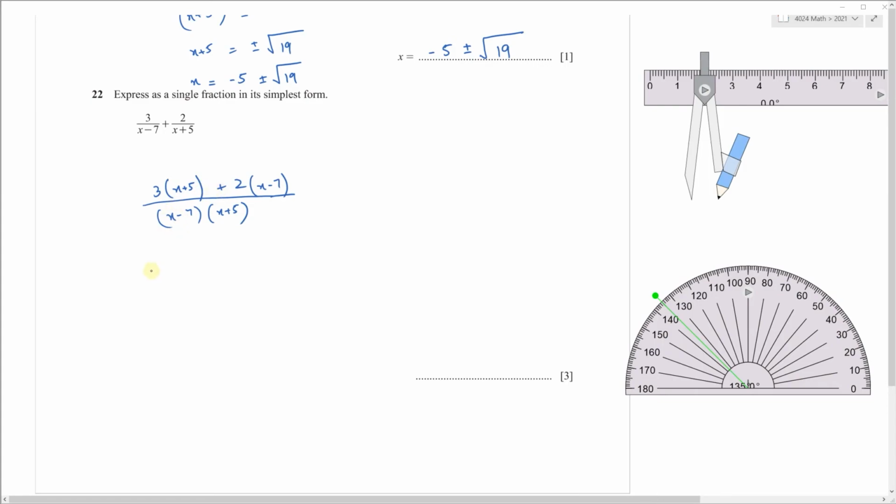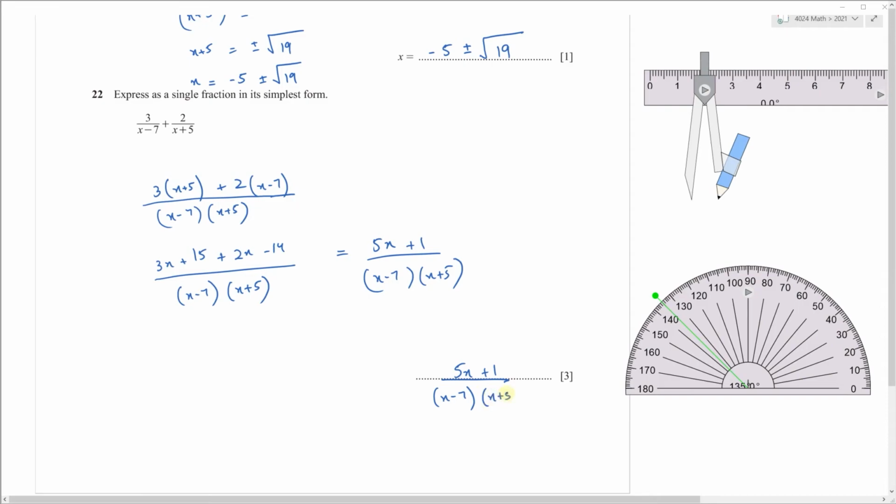So now let's simplify. I'll open this bracket. I'll get 3x plus 15 plus 2x minus 14 over x minus 7 into x plus 5. So this is 3x plus 2x is 5x. 15 minus 14 is plus 1 over x minus 7 into x plus 5. So your answer will be 5x plus 1 over x minus 7 into x plus 5.